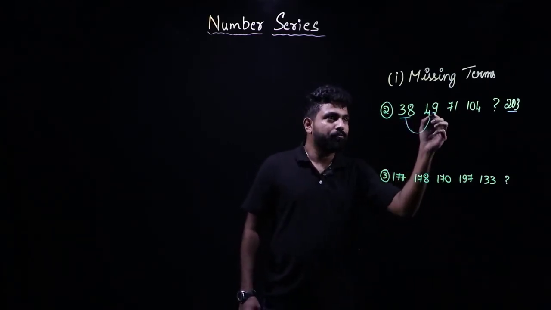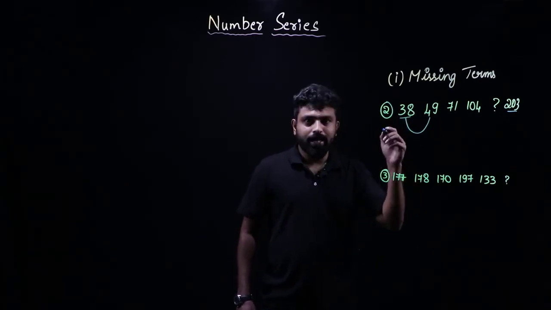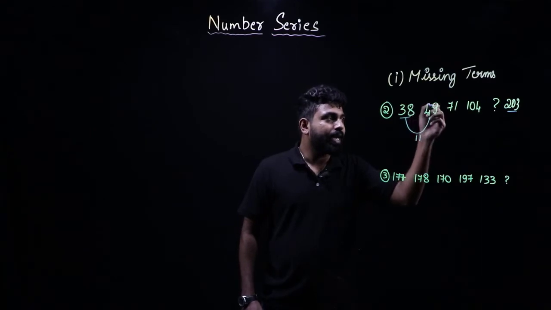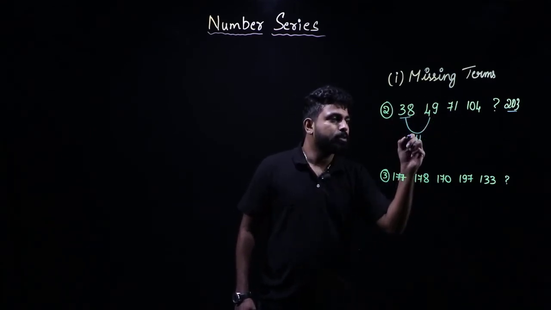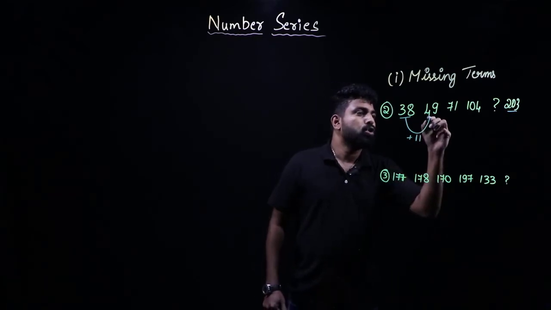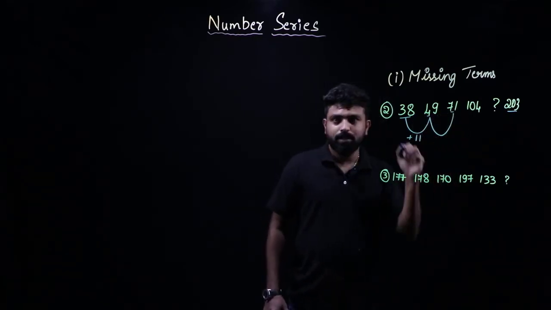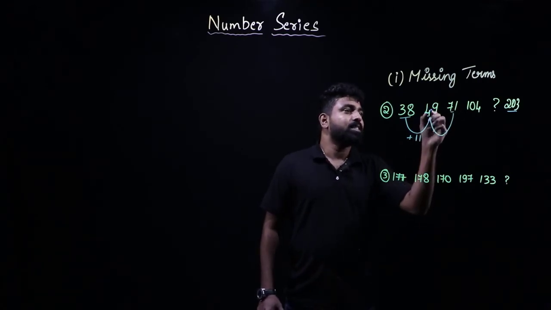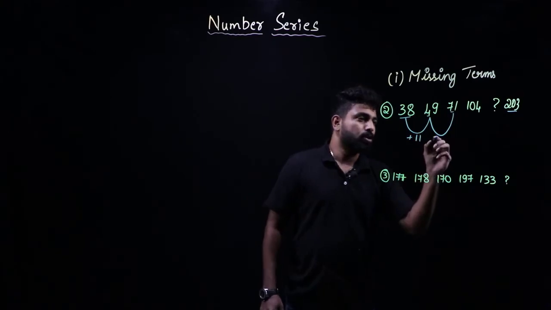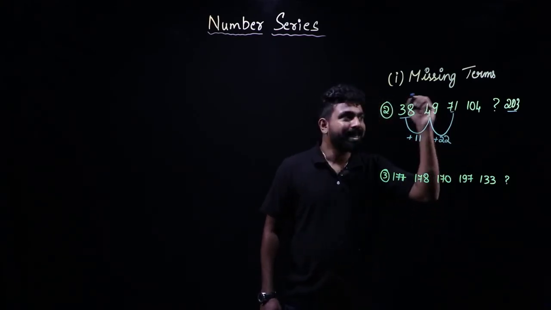What is the difference between 49 and 38? The difference between 49 and 38 is 11. If I add 11 to 38, I get 49. Since there is an increment, it's positive. So I need to add 11 to my 38. What about my next term here? What is the difference between the second term and the third term? 49 plus 2 gives me 51, plus 20 gives me 71. So I need to add 22 to 49 to get 71.